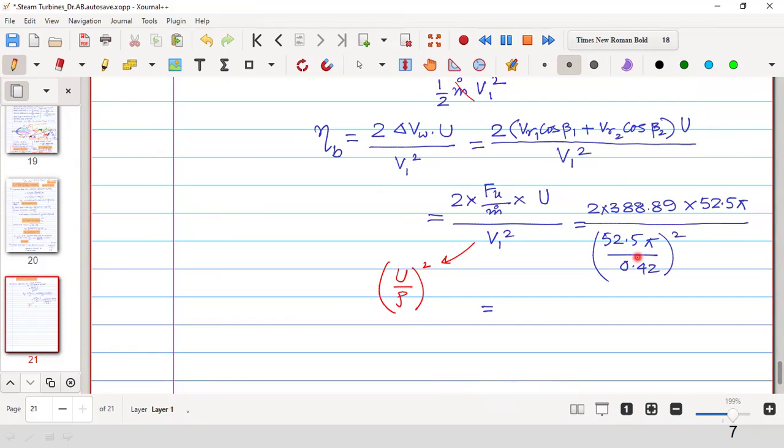Finally, one quantity will cancel with this. So it is coming to be 0.8319, or basically 83.19%. That is 83.19% blade efficiency.